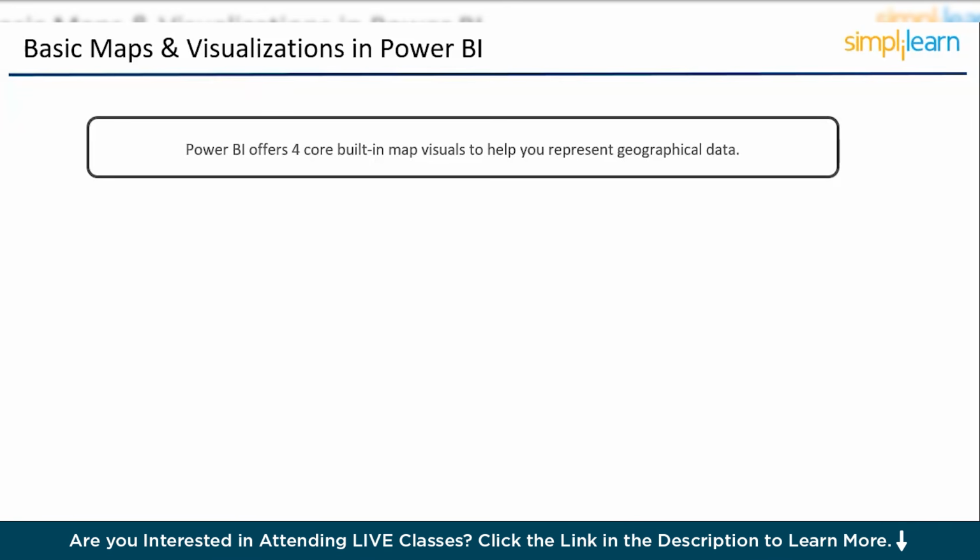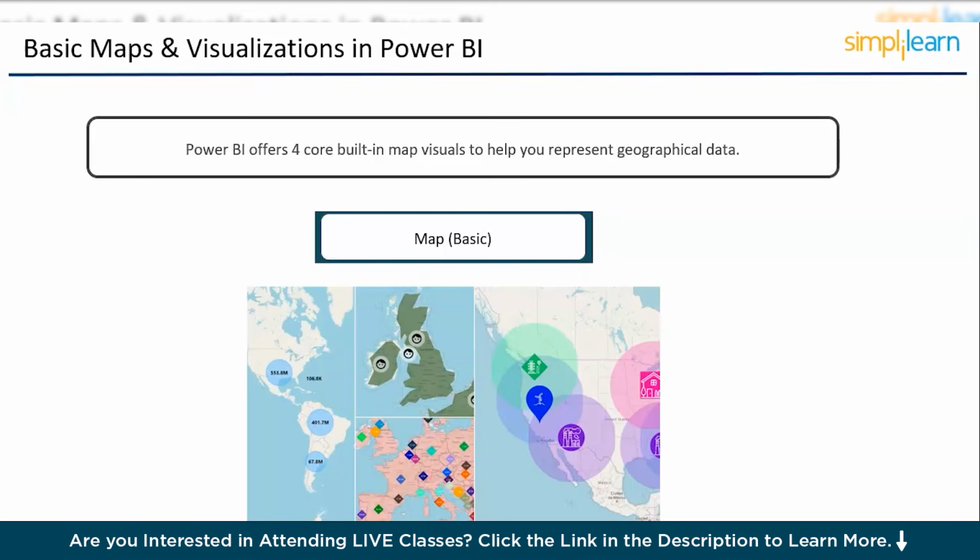So Power BI offers 4 core built-in map visuals to help you represent any kind of geographical data set. So here display geographic data such as sales by country or maybe by state or any other location-based data set. There are 4 built-in maps. First is your basic bubble map. They can be created like these. Here are a few examples.